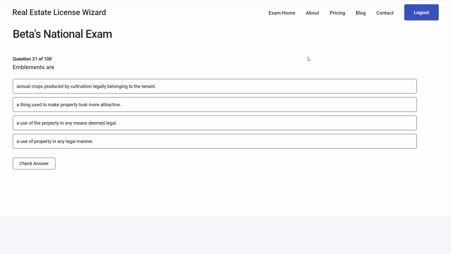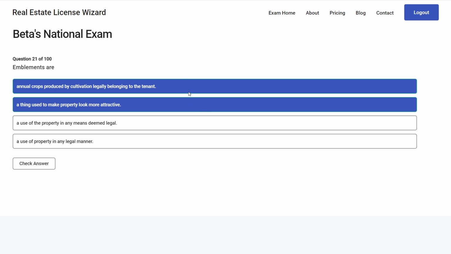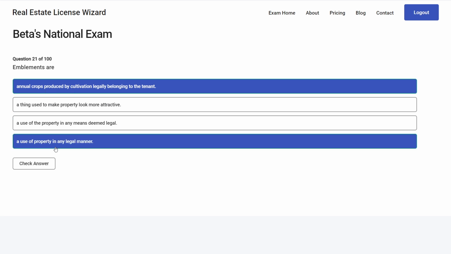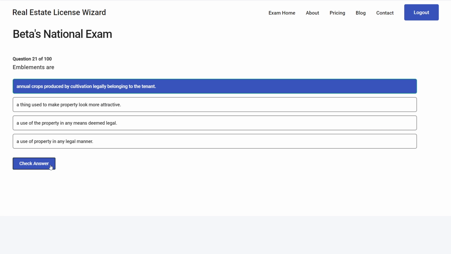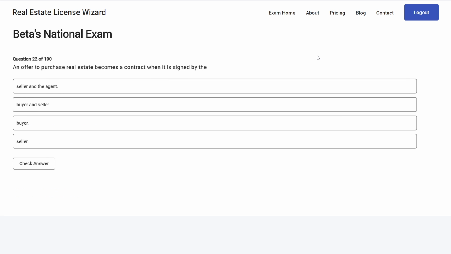Alrighty, did you guys come up with that? So this is a pretty basic vocab question. It's just asking what emblements are. Sometimes you will see these on the exam. It's just basically asking what it is. And for this one, it's the first option here: annual crops produced by the cultivation legally belonging to the tenant. That's what emblements are by definition. All right, next one, 22.